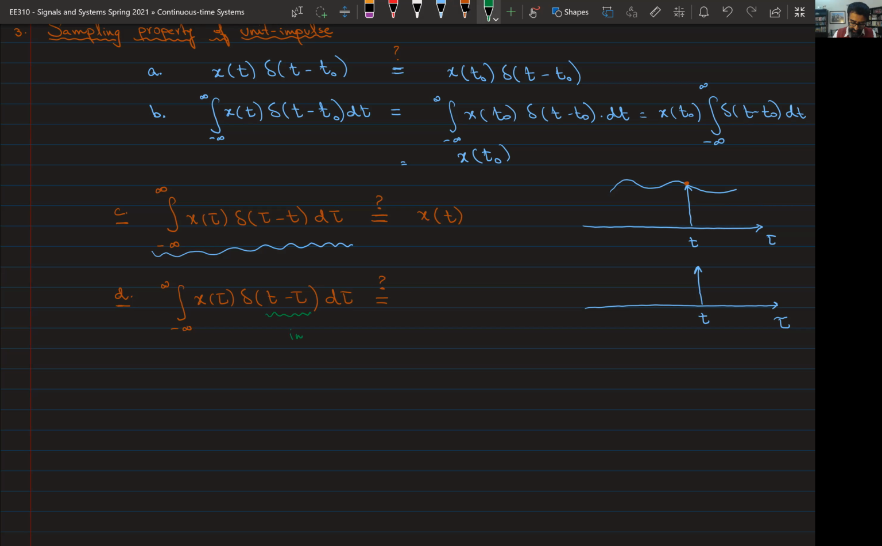So the impulse resides where this argument equals 0, t minus tau equals 0, which implies tau equals t. So this is where the impulse is going to reside, at t equals tau, or tau equals t, which is exactly the same thing. Right, so this is still going to be x of t, exactly the same thing as Zan, you correctly point out.